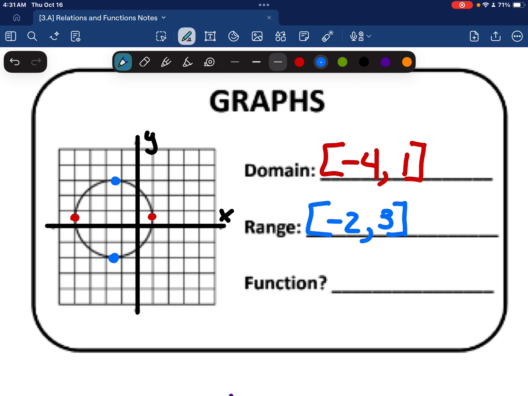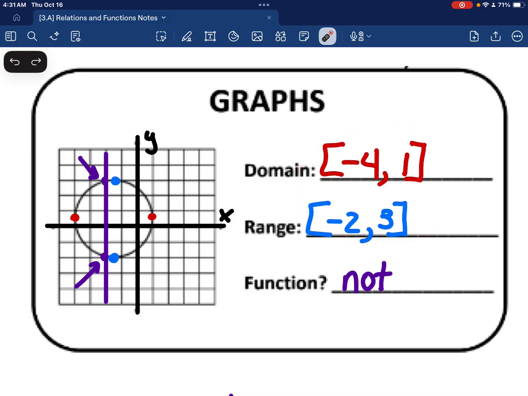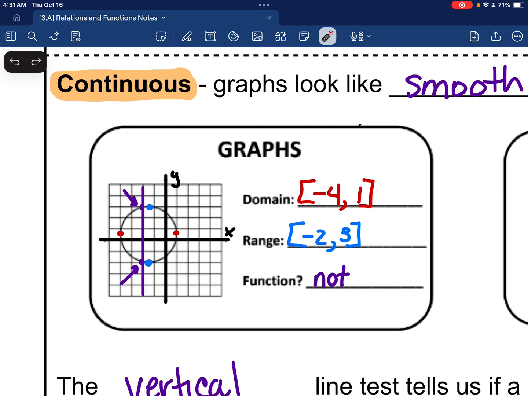Is this a function? That's what I really care about. So I'm going to draw a vertical line on here. Ooh. Do you see how it's touching twice, here and here? That means this is not a function. Nay. And like I said, the domain and range, you guys will learn it in the next lesson. So it's okay if you don't understand totally how we got there. Just remember domain's left and right. Range is down to up. No biggie.